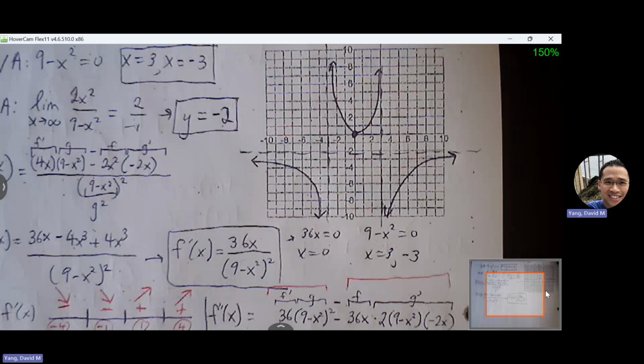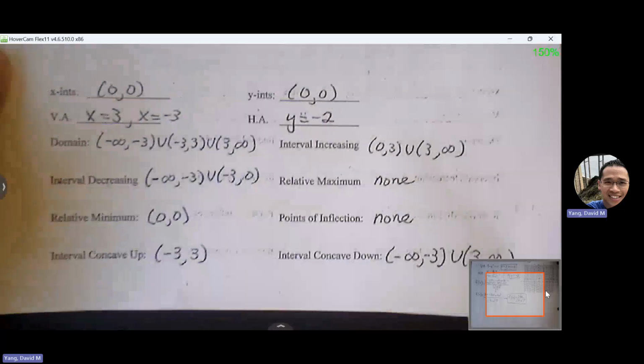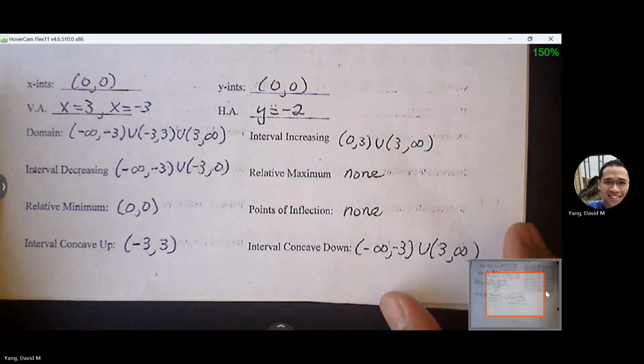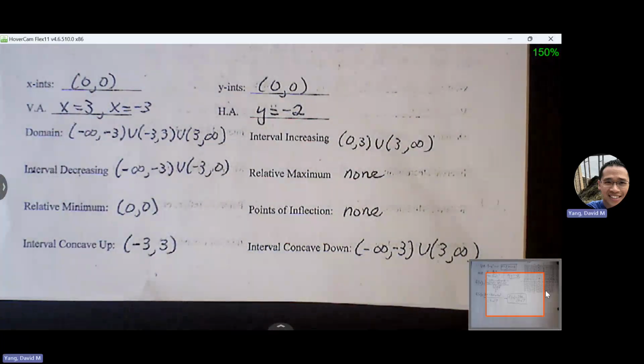Okay, let's fill out all of our intervals of increase and decrease. And then the domain is just working around the asymptotes. So no max, no point of inflection. We do have a relative minimum. And then all your intervals you can just pull from your sign lines.